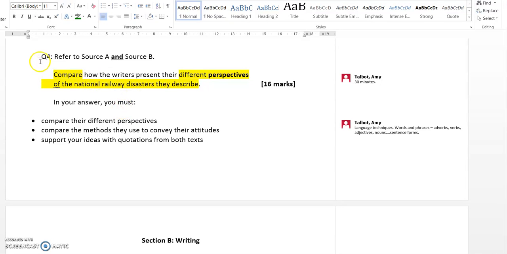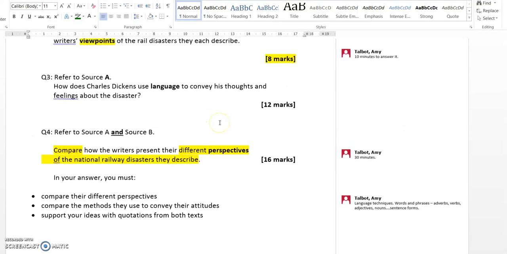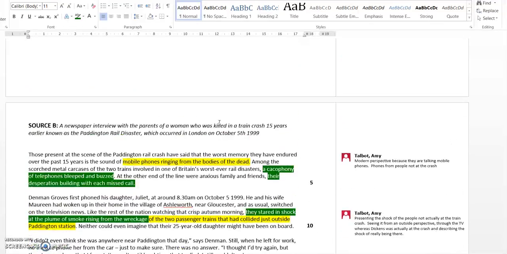So this is part 2 of the video for question 4 for paper 2. It's comparing the different perspectives of the writers of the National Railway disasters, and we have to compare their different ideas and the methods, the language techniques that they use to convey those attitudes. So let's have a look at these two texts.